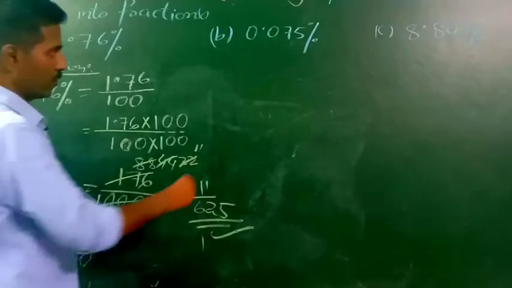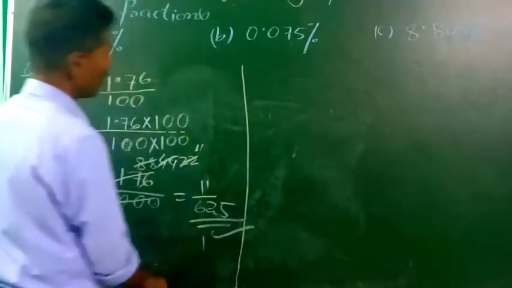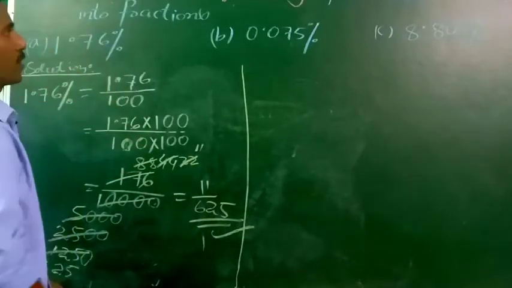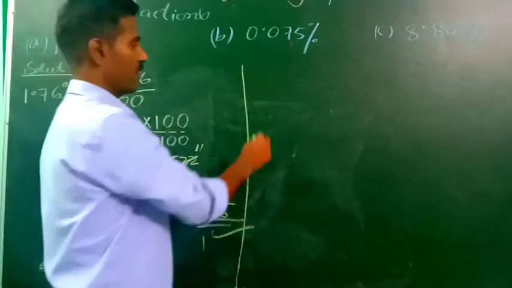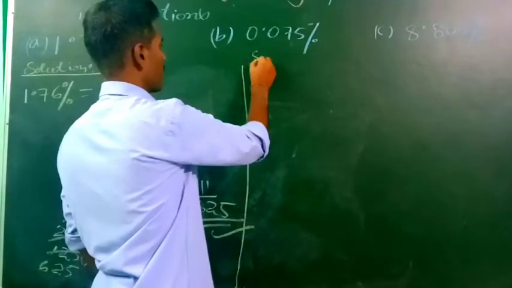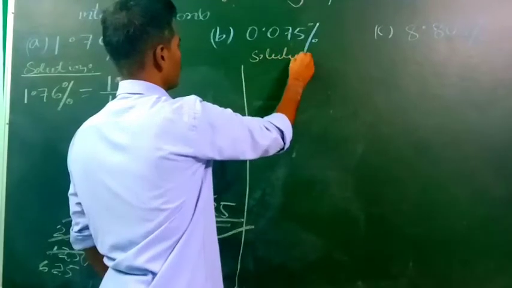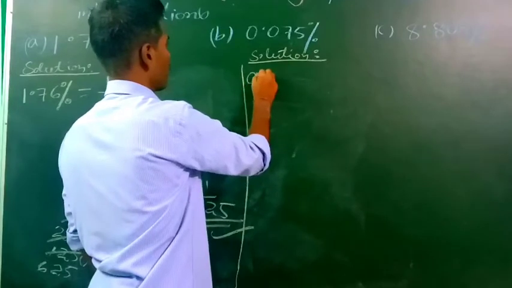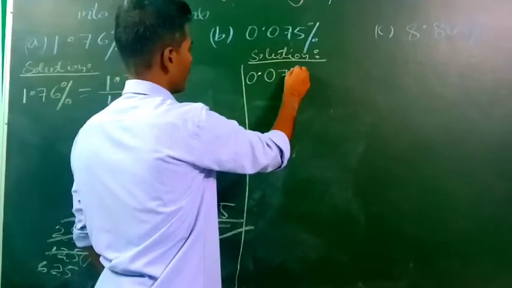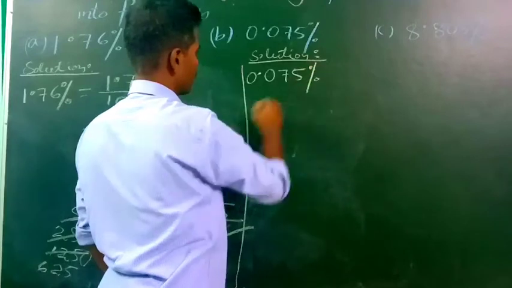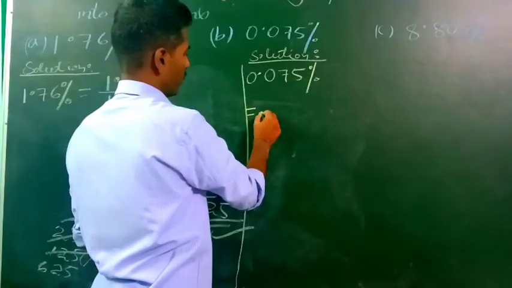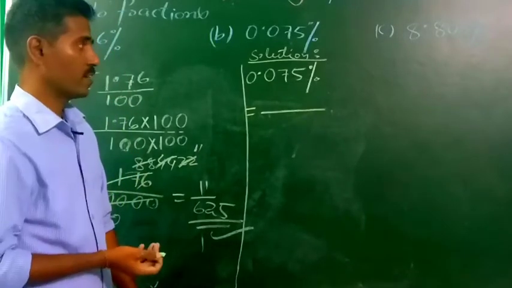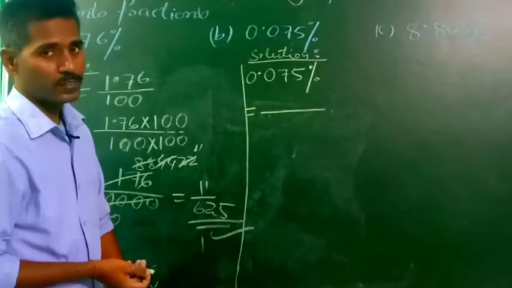Now question number B, that is 0.075%. Solution. Our question was 0.075%. This is our question. So we are converting into a fraction. It is percent, we are converting into a fraction.